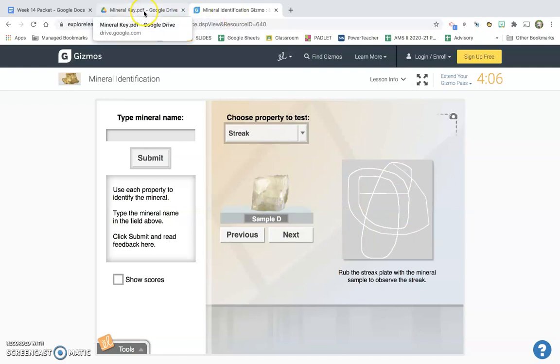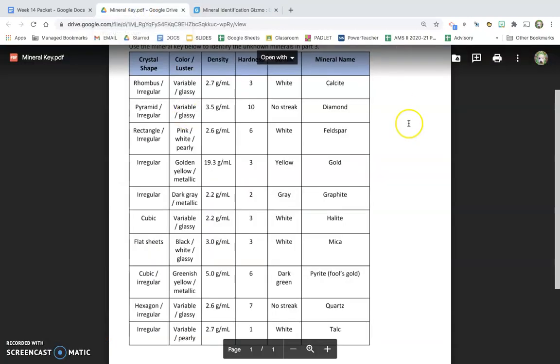Now we're going to come back to the key. So our crystal shape was a rhombus or irregular. We should have identified it as being glassy. The density was 2.7. It had a hardness of 3. And the streak was white. So what is the mineral name?